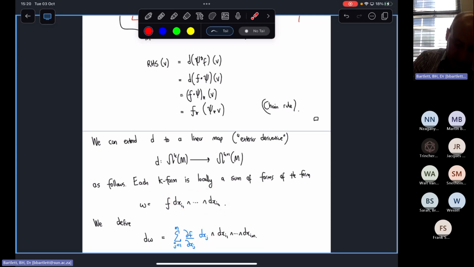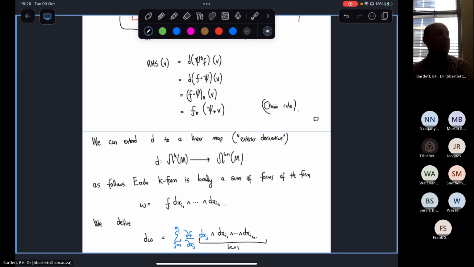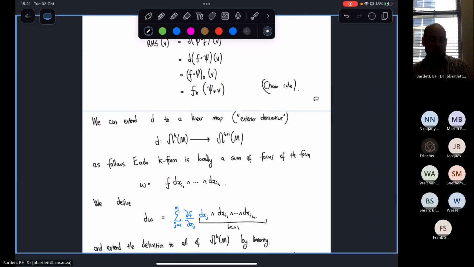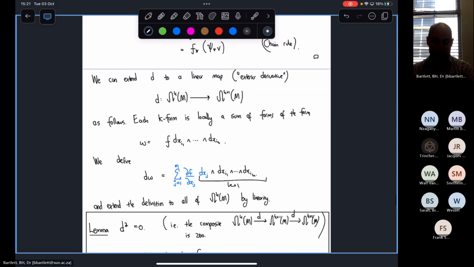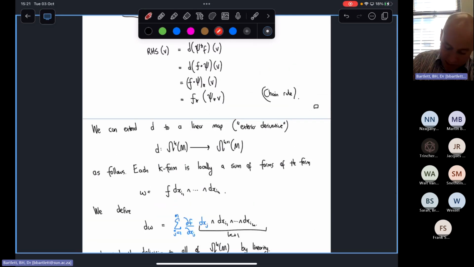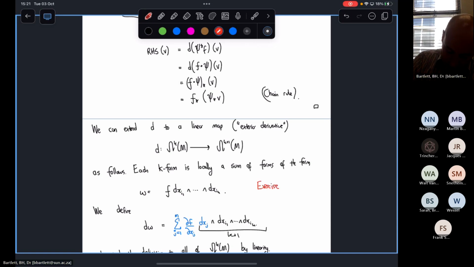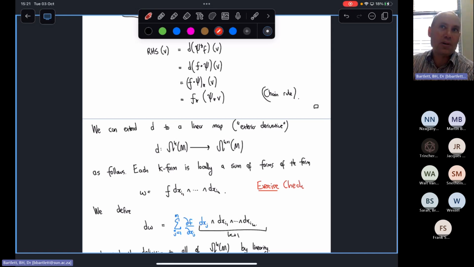Sorry, I don't know why I said m here. It should have been k. So now I've got k plus 1 vectors being wedged together. So that's the definition. And I extend that definition to all of the K forms by linearity. Okay, so of course the most important thing that I have to do here is check that this is actually well defined, that it didn't depend on the coordinate charts I used.